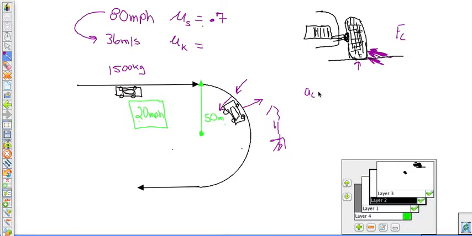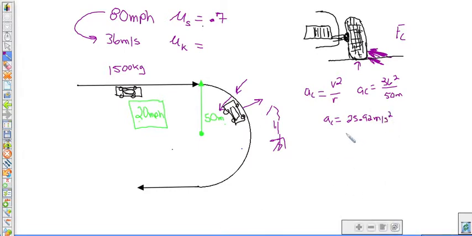So let's use that. The centripetal acceleration is going to be the velocity squared divided by the radius. So my centripetal acceleration is going to equal 36 squared divided by my radius, which is 50 meters, right? This is about half a football field, so it's a big, huge turn. It looks like you might have plenty of room to turn even if you're going faster. So if we calculate this out, that leaves us with a centripetal acceleration of 25.92 meters per second squared.